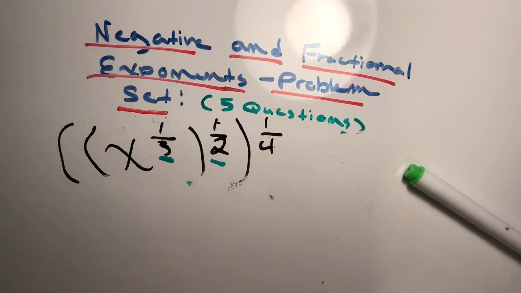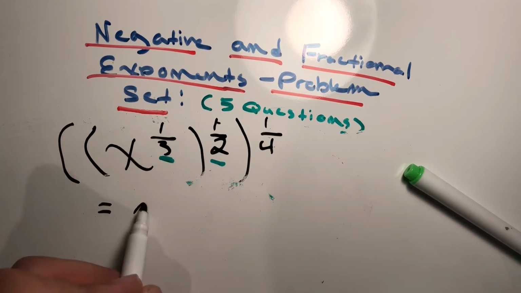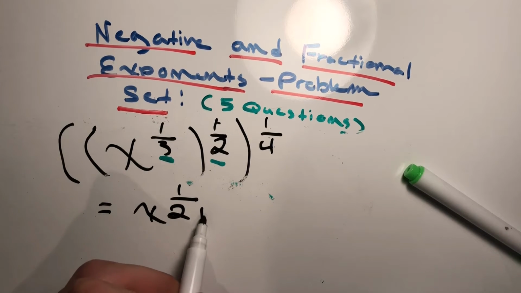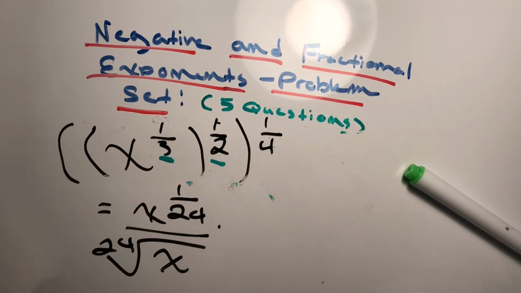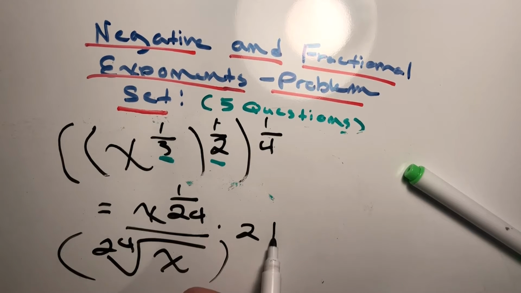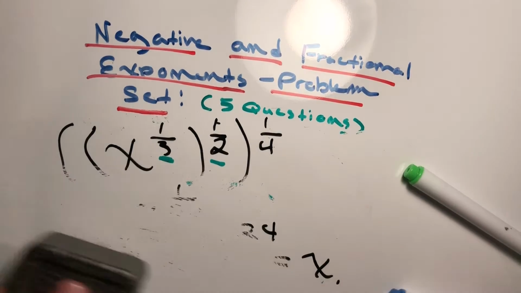Great. So the answer to this would be x to the 1/24. And as a bonus, we can write this, based on that root definition, as the 24th root of x, which means it would have to be multiplied by itself 24 times to get back to x. Or I can raise it to the 24th power, and I will get back to x. All right, great. So that's the second problem.